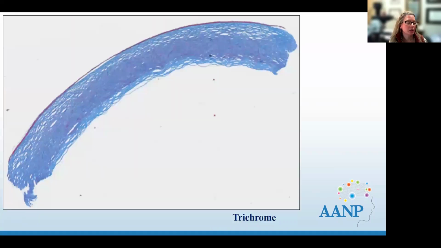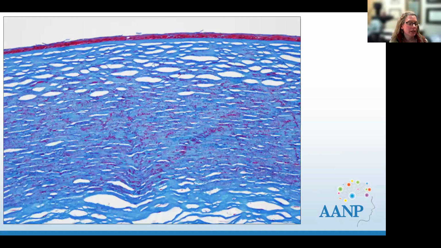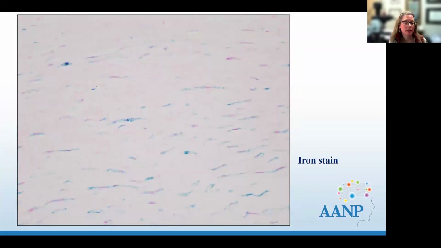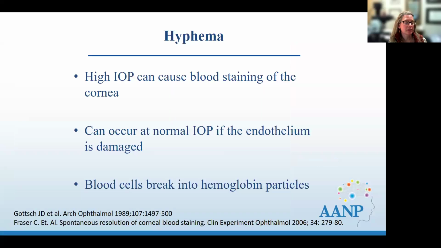And of course, what you can do is a trichrome stain to see those more clearly. And they really pop out with the trichrome. And there's a good look at that. Okay, the iron stain will also pick them up. So that's another good stain to do. So that's hyphema. So what happens is there's high intraocular pressure, which can cause blood staining of the cornea. If the endothelium is damaged, then the normal intraocular pressure can still have blood pushed into the corneal stroma. And then the blood cells break down into those hemoglobin products, which I think you can see very well on the trichrome as well as with the iron stain.